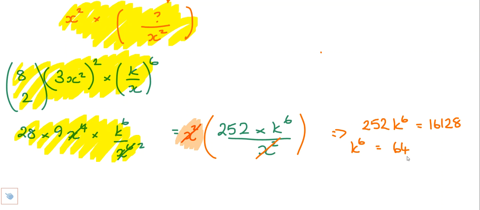No, because you have to root it, to the power of 6, from that big number. K to the power of 6. So therefore k is 2.